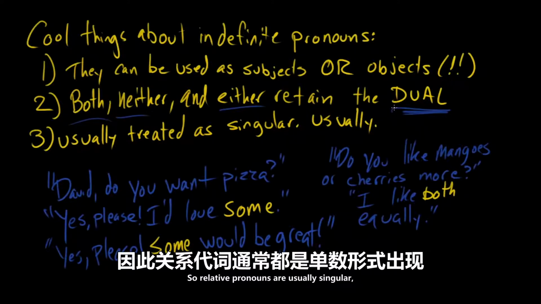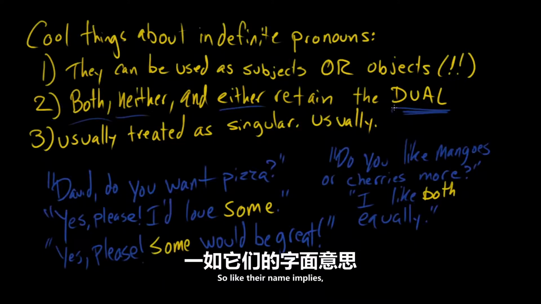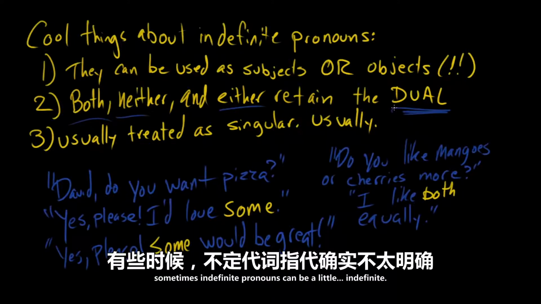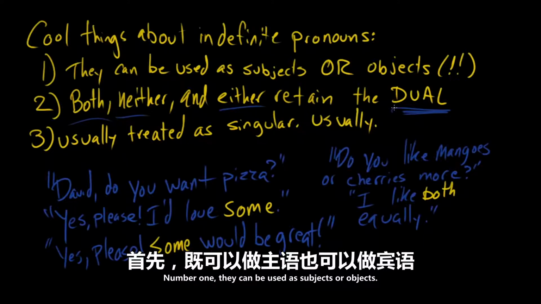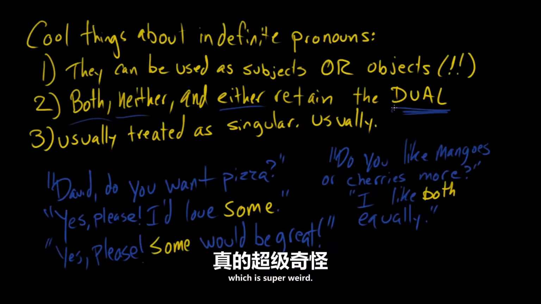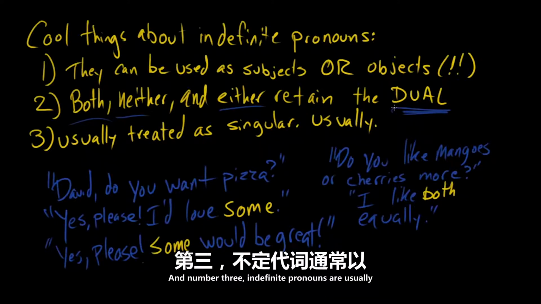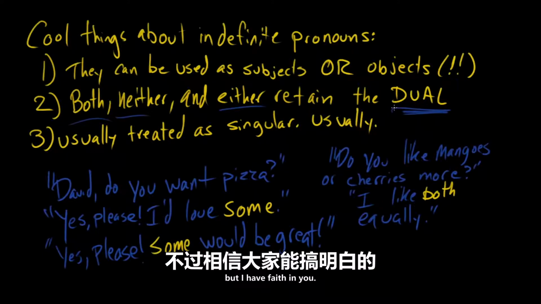So indefinite pronouns are usually singular unless the context drags them into the realm of the plural. So, like their name implies, sometimes indefinite pronouns can be a little indefinite. Alright, here are the three cool things about indefinite pronouns. Number one, they can be used as subjects or objects. Number two, both, neither, and either retain the dual form, which is super weird. And number three, indefinite pronouns are usually treated as singular. Usually.